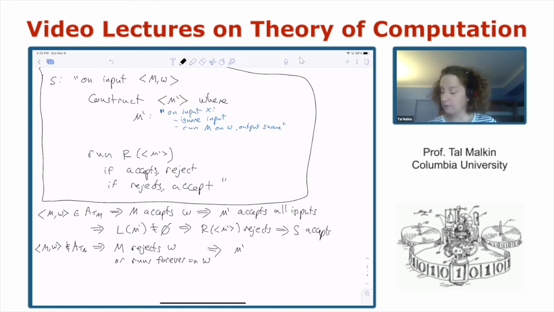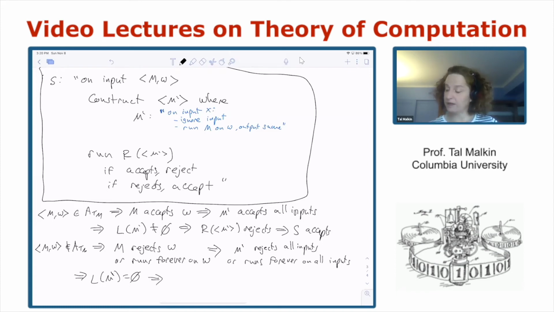So M prime either rejects all inputs or runs forever on all inputs. In any case, the language of M prime is empty. It does not accept any string at all. And therefore, by assumption, R of M prime accepts, and therefore S rejects, because that's how I constructed my S.